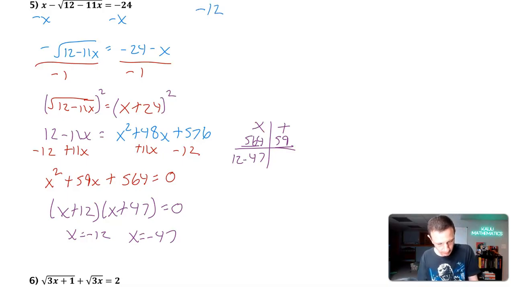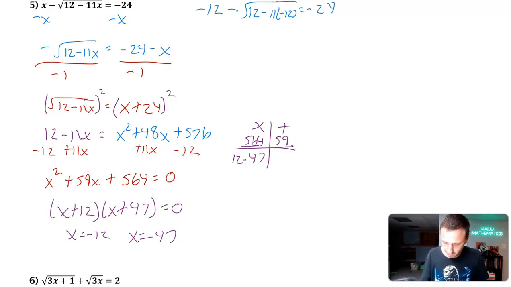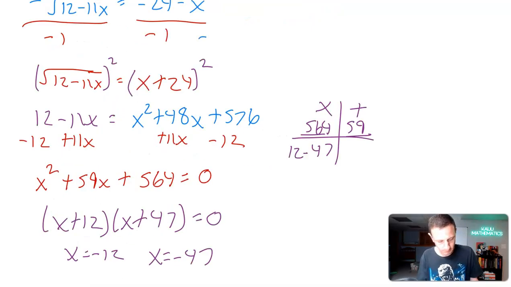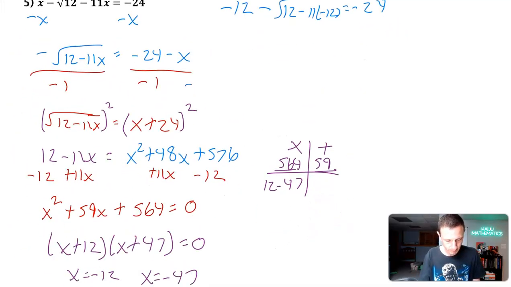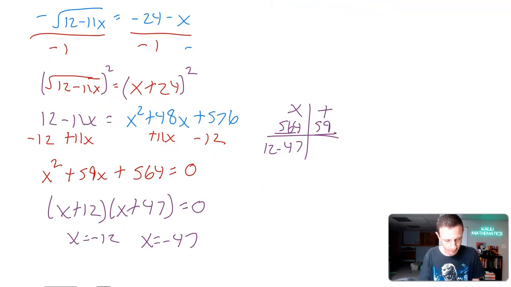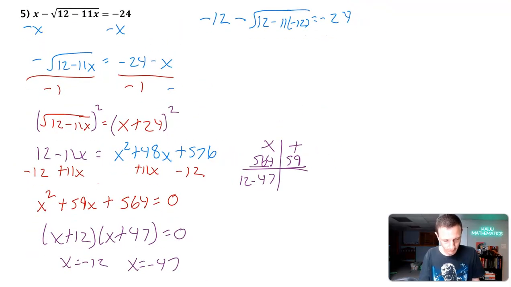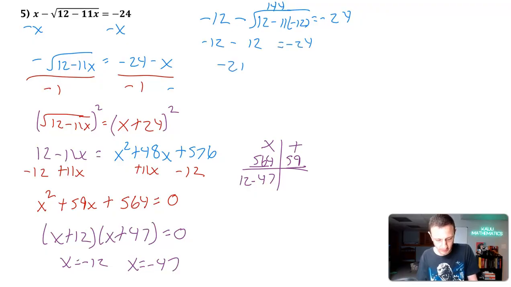So negative 12 minus the square root of 12 minus 11 times negative 12 equals negative 24. So let's check. 12 minus 11 times negative 12, square root of 144. Oh, what happened? On the inside of that radical, I get 144. Sorry about my screen there. So negative 12 minus the square root of 144, which is 12, equals negative 24. Negative 12 minus 12 is negative 24. Checks. All right, cool. So negative 12 worked.